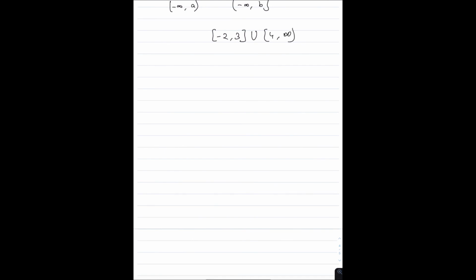Now this is a disconnected set. It's not an interval, but it's always a union of intervals. It might sometimes even be an infinite union, but it is a union of sets. That's the key thing over here. If you graph this out, it's basically the number line from negative 2 to 3, and then everything from 4 to infinity. So nothing between 3 and 4 is in the set.